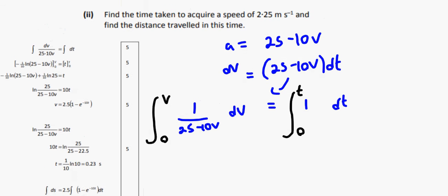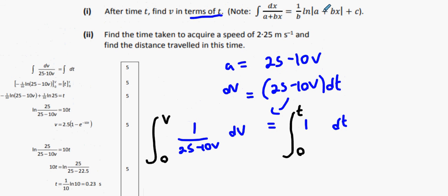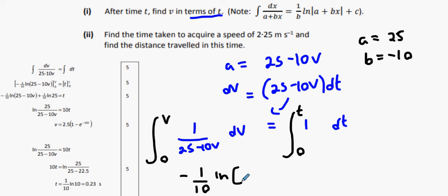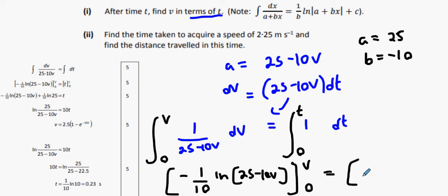Now we have our function up here. So what's the a value? What's the b value? Minus 10. So it's going to be 1 over minus 10, which is minus 1 over 10, ln a, which is 25 minus 10v. I'm going to do that from, what are we doing that from? V and 0. And then this part here is going to be t to 0. Is that right?